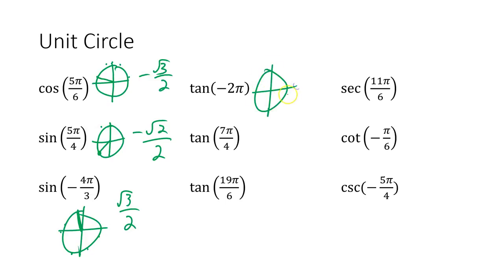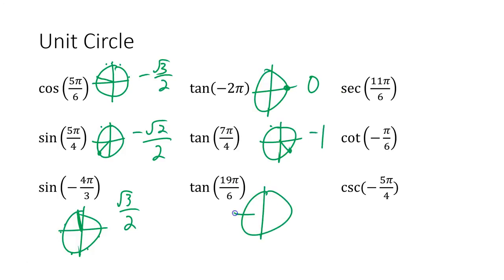Tangent of negative 2 pi, well, negative 2 pi, it doesn't matter which direction you go, but that's going to get me right back to here, that's 0. Tangent of 7 pi over 4, 1, 3, 5, 7, right there. Tangent there is going to be some kind of 1, and because sine and cosine have different signs, it's negative 1. 19 pi over 6.